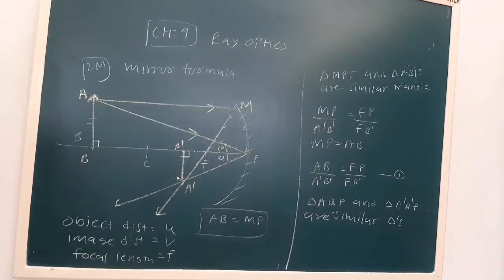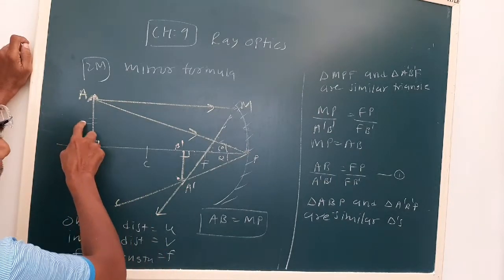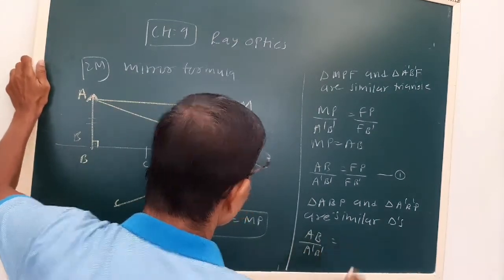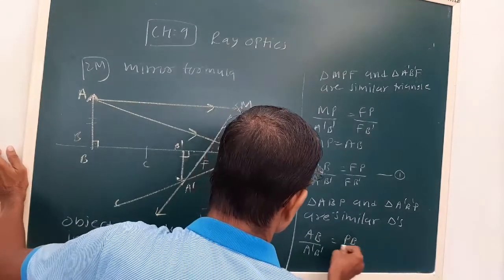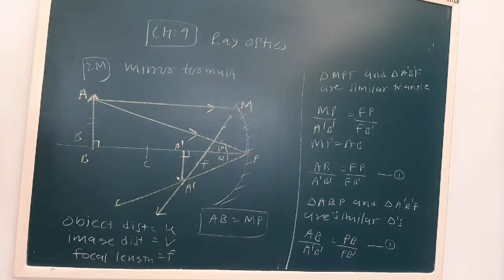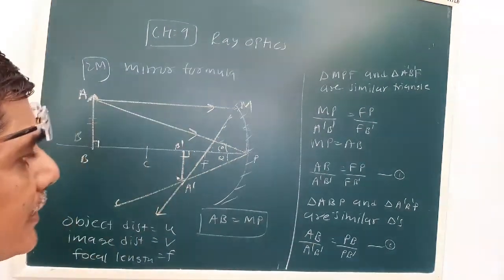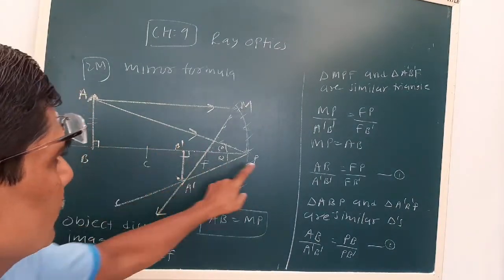So if the triangles are similar, we can take again sides are in ratio. So we can say AB upon A'B' is equal to PB upon PB'. So triangle ABP and A'B'P are similar triangles. Again, when the triangles are similar, sides are in ratio, so AB upon A'B' is PB upon PB'.